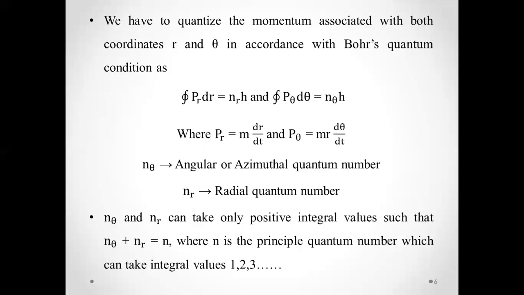N theta and nr, the two quantum numbers, can take only positive integral values such that their sum n theta plus nr is equal to the principal quantum number n. And this principal quantum number n can take only integral values, that is 1, 2, 3, etc.